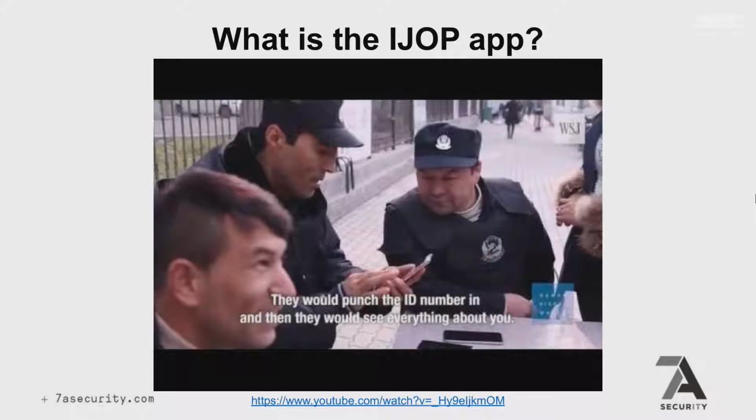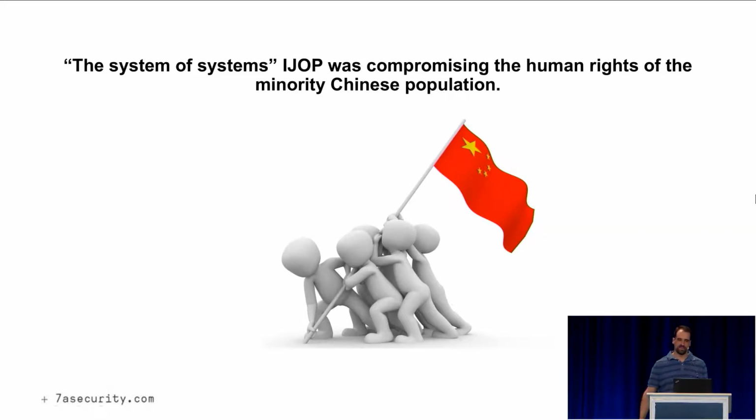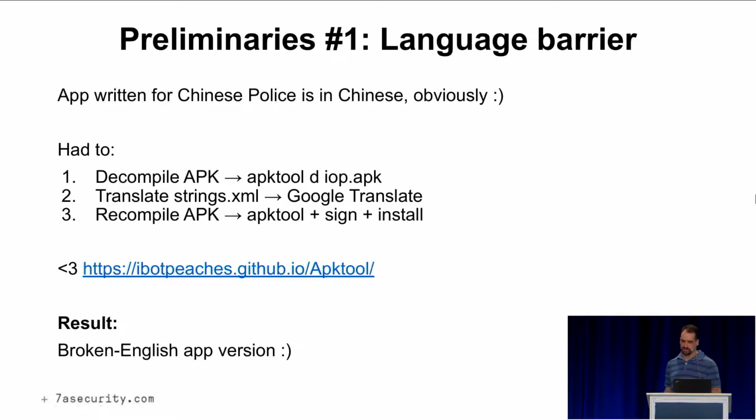Okay, so that's the human rights activist explanation. So that's the politics out of the way. So yeah, it was developed by this Chinese Electronic Technology Group Corporation, a state-owned military contractor set up in 2017. And yeah, they are mostly focused on artificial intelligence and big data. So it seems to make sense that they might be a good choice for this kind of data gathering stuff. And yeah, it was supposedly compromising the human rights of the minority Chinese population. So we had to figure this out.